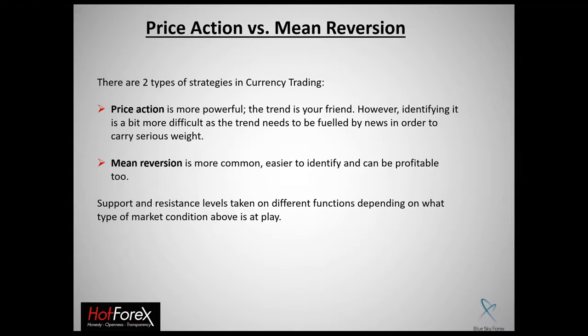Right, so now two types of markets that you will encounter during your daily trading is first price action, aka trending market, and then a mean reversion, aka a ranging market. A price action is definitely more powerful because by standard it is fueled by some significant news that has happened and actually is driving the price significantly towards a certain direction.